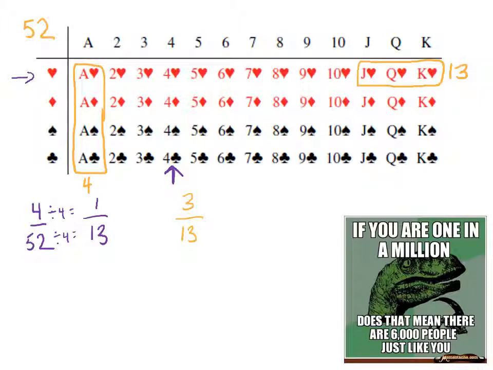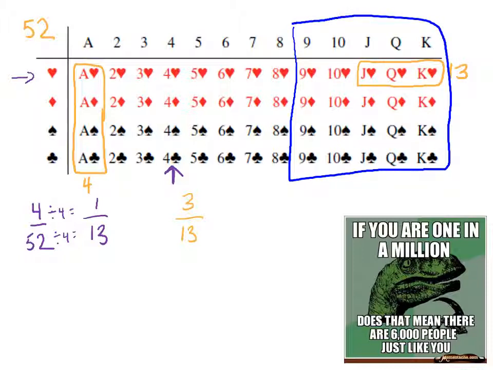So let's do a little experiment here. What are the odds of drawing a card greater than 8? Well, here are all the cards greater than 8, so you could count them all up and say that that's your number out of 52, or you could say just within each suit there are 5. So 5 out of 13.